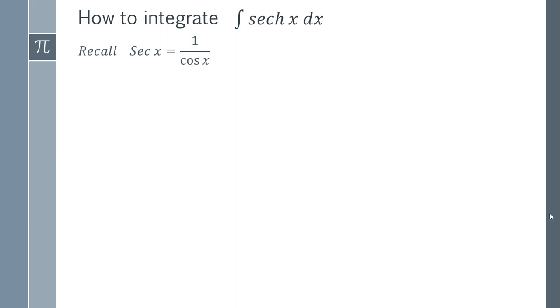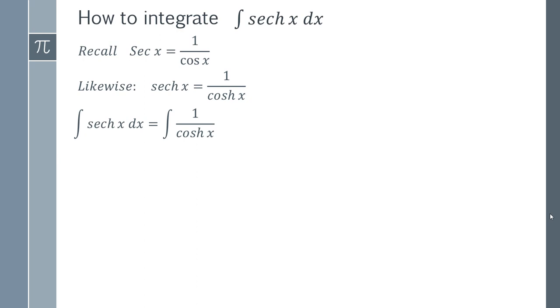over cosine. We can say in exactly the same way that our hyperbolic secant is just going to be 1 over cosh. And we can actually use this to do a slightly different integration because we don't know what the integral of your hyperbolic secant is. So what we can do is we can instead do the integral of 1 over cosh x.